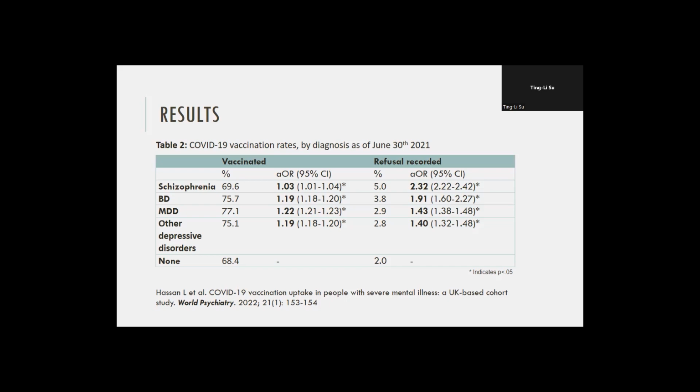So it's a complicated picture, but some interesting data nonetheless that gives us a clue. Are there reasons why these particular groups might not be able to or might be refusing vaccination at this point? And I think that warrants closer attention.